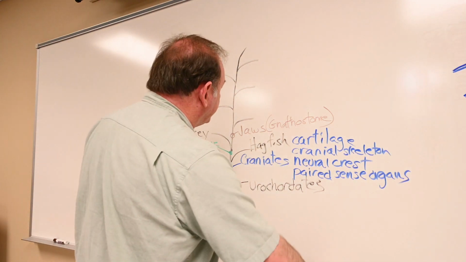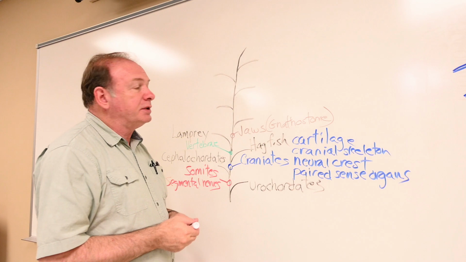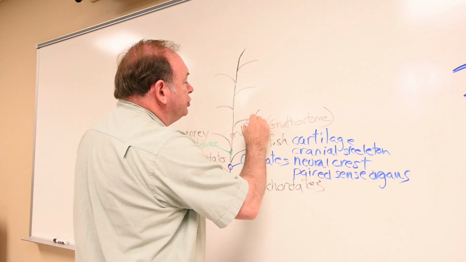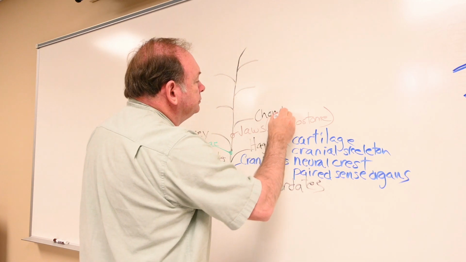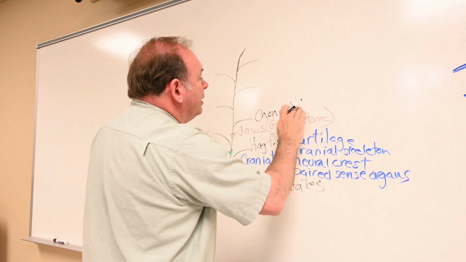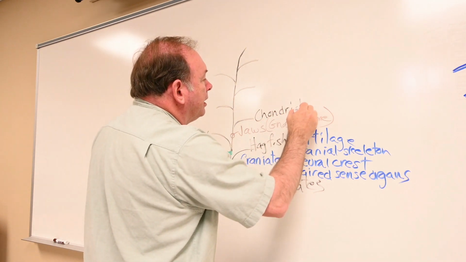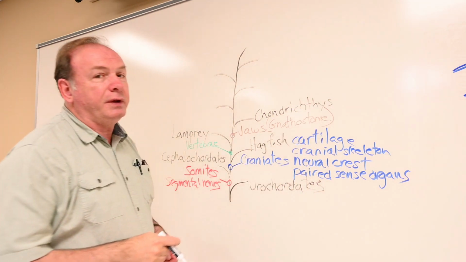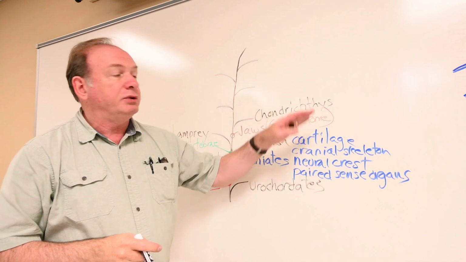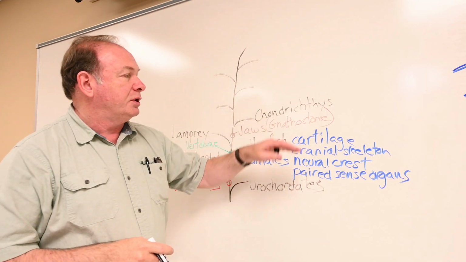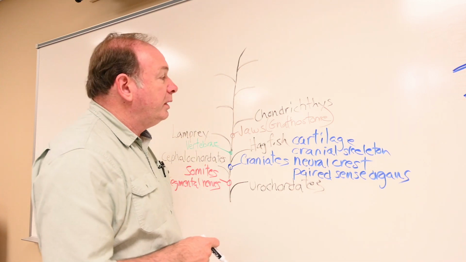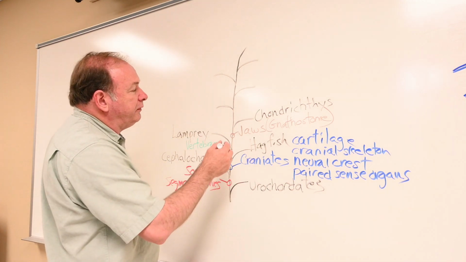So our primitive example of jawed fish, our first example of jawed fish on our chart, are the chondrichthyan fish. I'll just put chondrichthyes there. Those are the sharks, skates, rays, ratfish. All of those things are primitive jawed fish, the chondrichthyan fish, our first group of jawed fish.